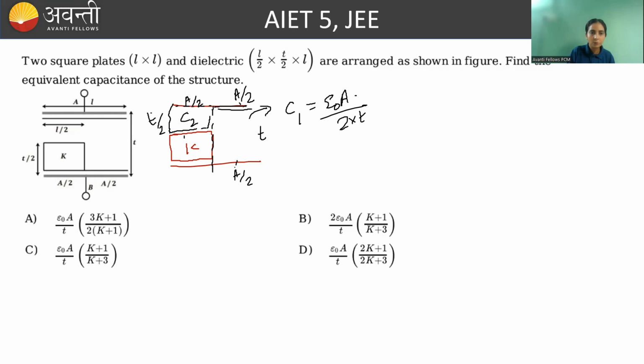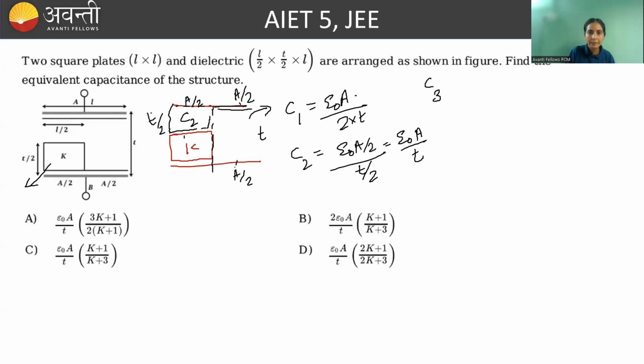So let's call it C2. And if I write C2, it will be equal to epsilon naught A by 2 divided by T by 2. So this will become epsilon naught A by T. Okay? Now this is C3. So this is C3. Now you write the value of C3.